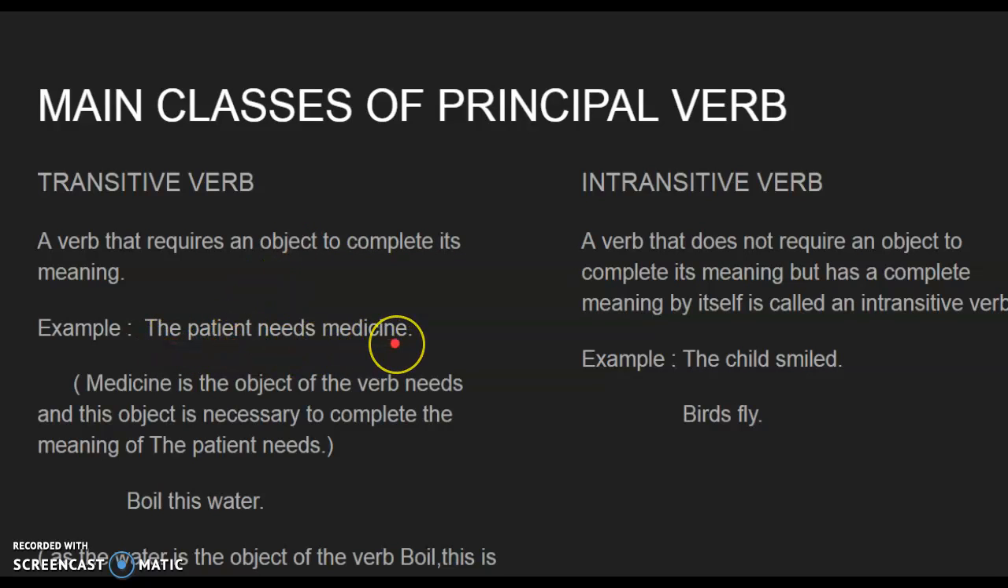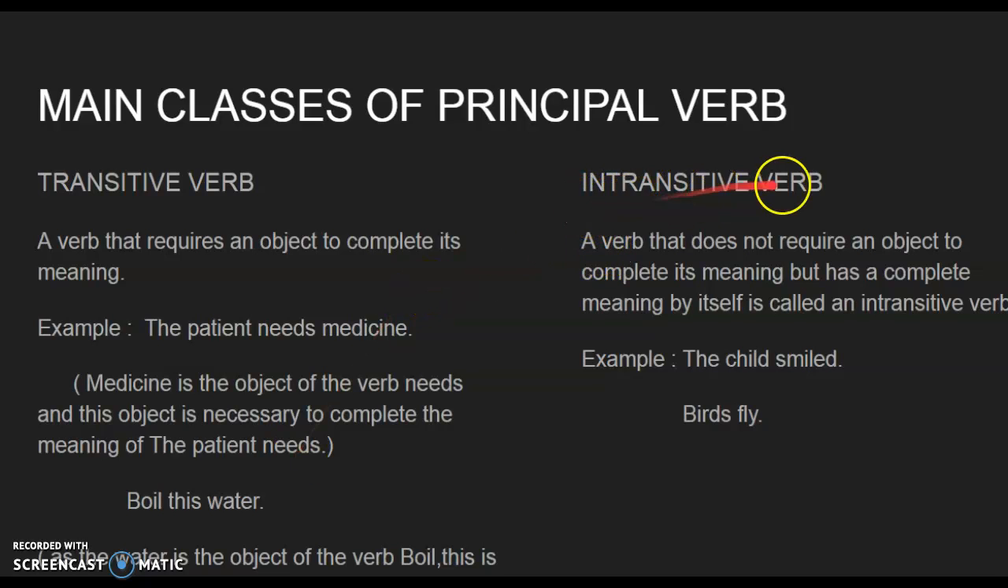The patient needs medicine. Here medicine is the object of the verb needs, and this object is necessary to complete the meaning of the patient needs. Boil this water. As the water is the object of the verb boil, this is transitive verb.